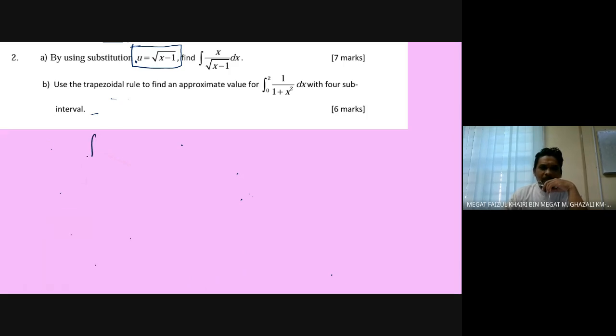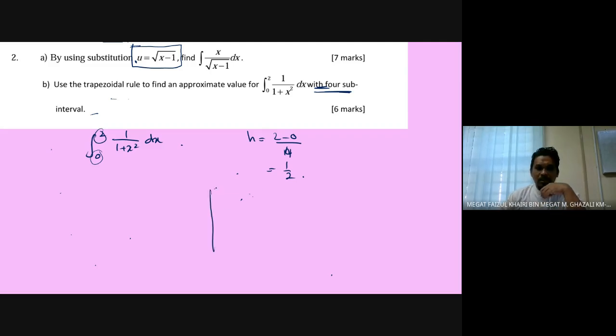Okay, integral from 0 until 2, 1 over 1 plus x squared dx. In this case, we're going to look into the limit from 0 until 2. h equal to b minus a, 2 minus 0 divided by n. n is 4 subintervals, n equal to 4. So 2 divided by 4, h is 1 over 2.